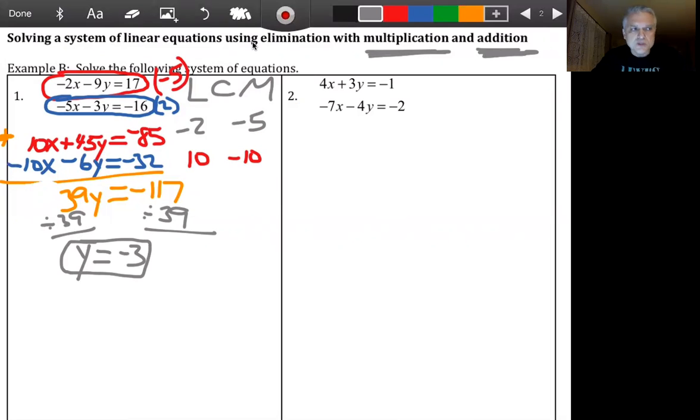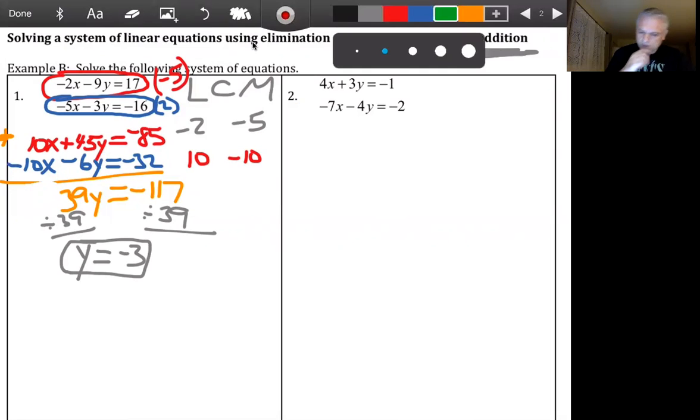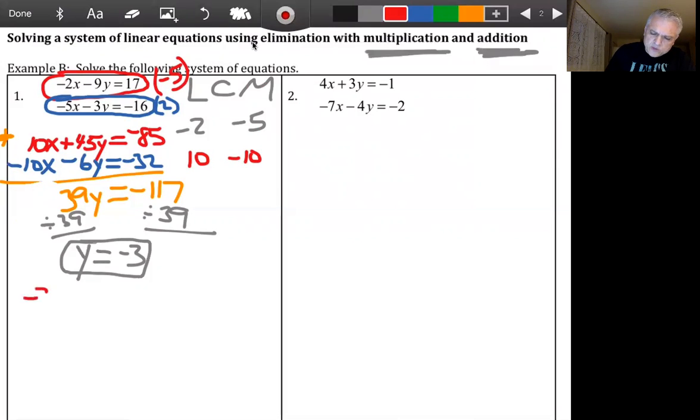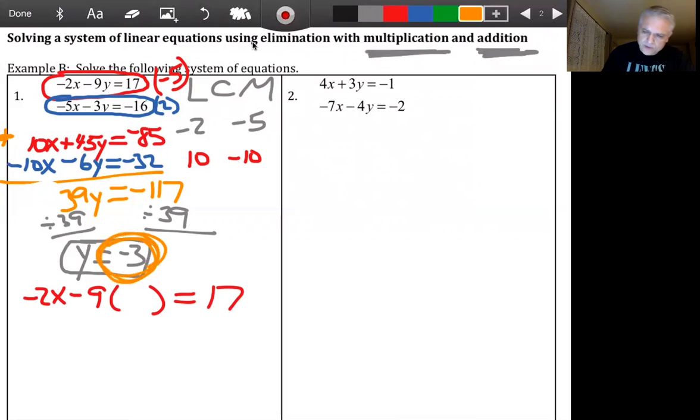Now let's substitute negative 3 for y, and we'll pick either of these equations, the first equations that we got. Let me see. Let's take the first one. All right, I'm going to take that red equation, so I'll go back to red. So I got negative 2x minus 9y equals 17. What was y? Well, it was this little guy right here, negative 3. So I'm going to substitute that right there where the y was.